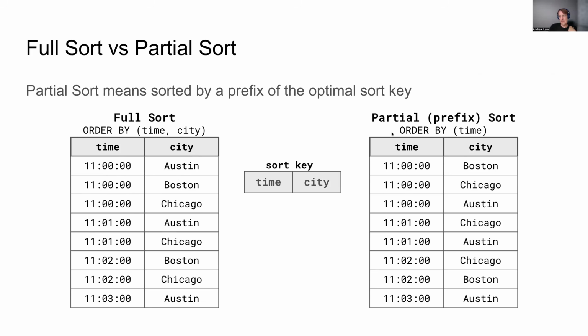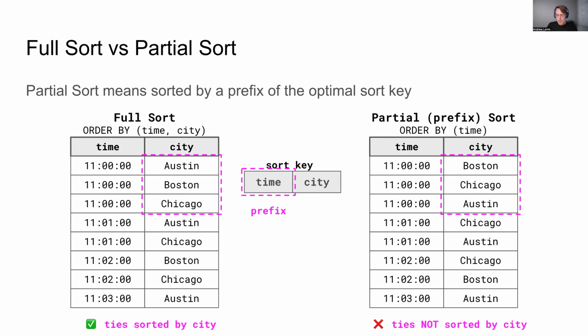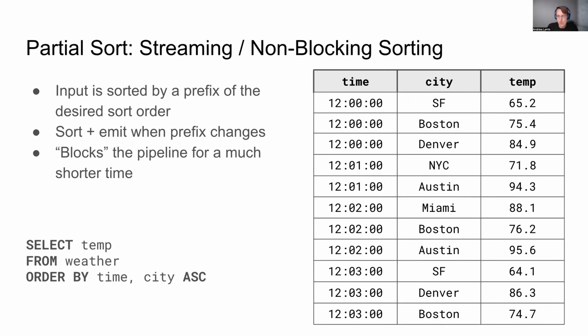It says both time and city. On the right-hand side, you have a partial sort where it's only ordered by time. In this case, you still have all the 11s at the top, but the cities might not be in any particular order. And so the question is, can we take advantage of this partial sortedness, even if it might not be as nice as if it was sorted completely? Of course, the answer is yes, because I've set it up that way. So let's talk about how to do it. The first thing you do is a variant of the streaming non-blocking sorting. In this case, you can't emit rows immediately once you see a change in the prefix.